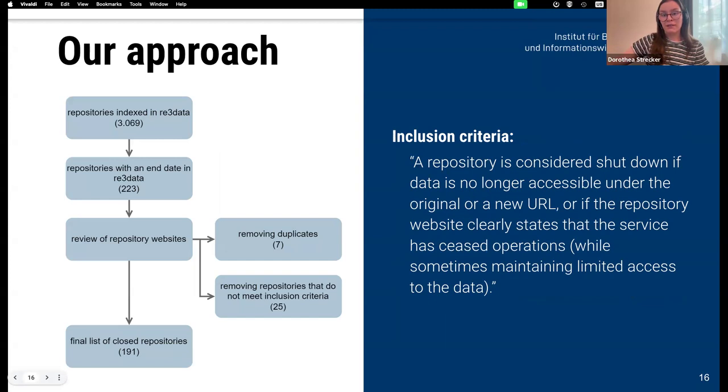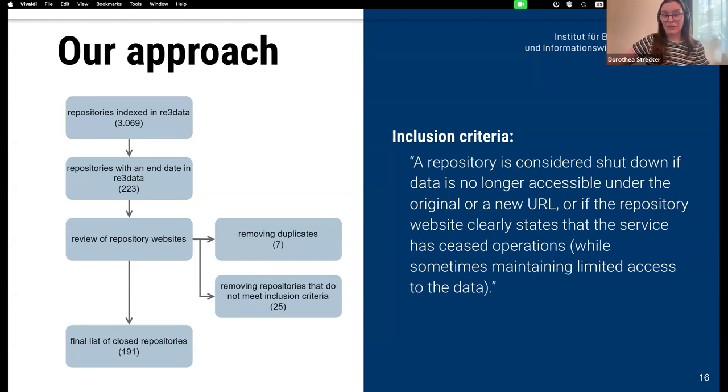For our approach, we first identified repositories in re3data that were marked as closed. From the more than 3,000 repositories listed in re3data at the time, those were roughly more than 200. Then we reviewed each case to remove duplicates and entries that did not meet our inclusion criteria. The inclusion criteria we defined were that a repository was not accessible anymore under the original or a new URL, or that the repository website clearly stated that the service has ceased operations. Sometimes this was the case and there was still limited access to the data, but for us, it was important that the service stated itself that it was definitely closed.